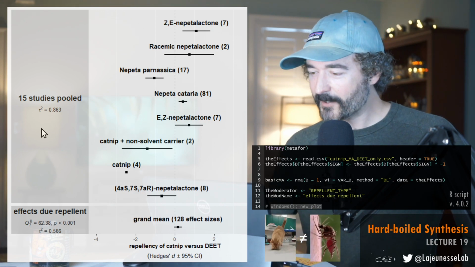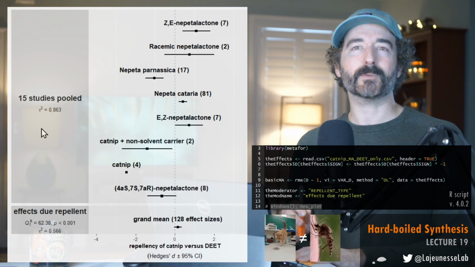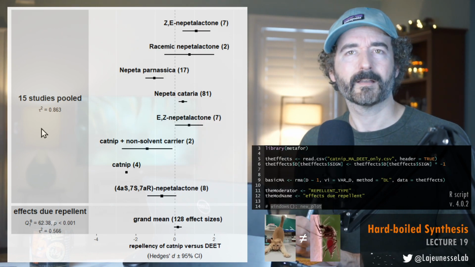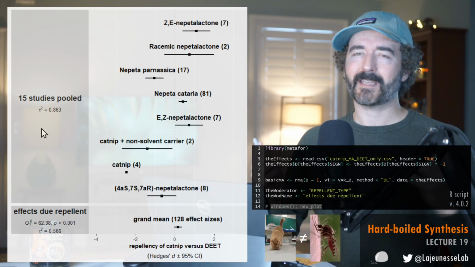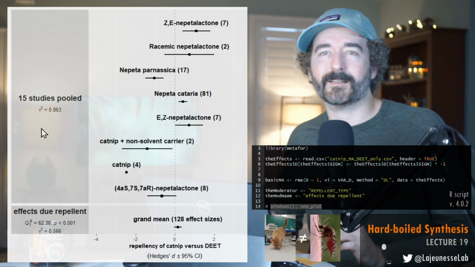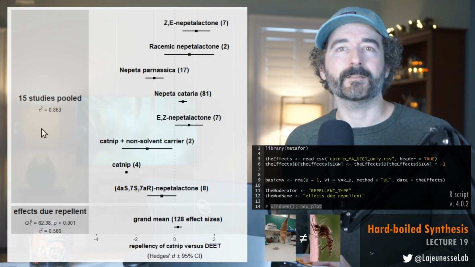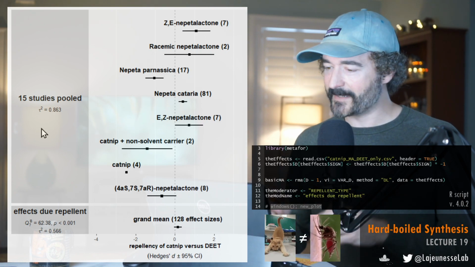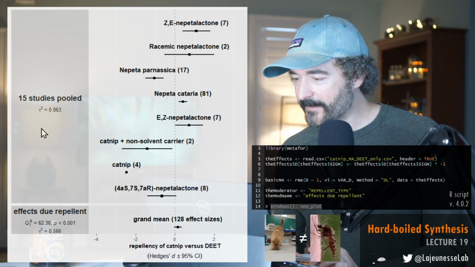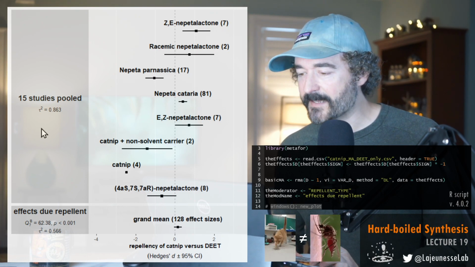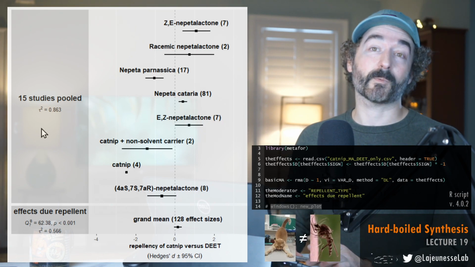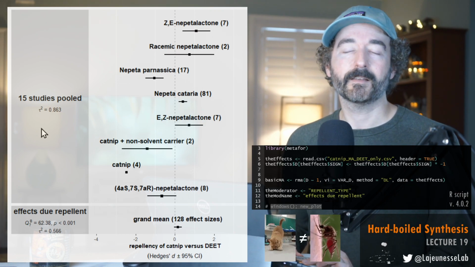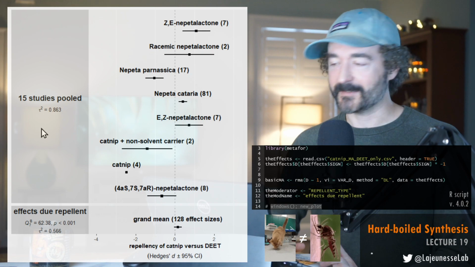Now, here it is described as catnip because in the actual paper, they didn't describe the species. They were like, we got catnip oil, but there's no indication of what species. We could assume that it's Nepeta cataria, but I'm not confident in making that call, so I just leave it as is. And then finally, the goofy one, the 4aS,7S,7aR nepetalactone. That's just another way to describe nepetalactone, a more chemically informative synonym.